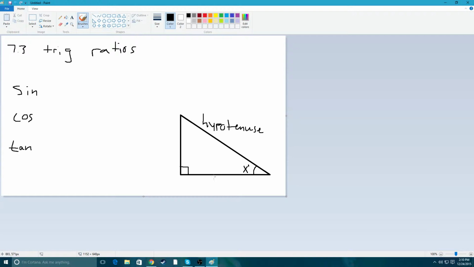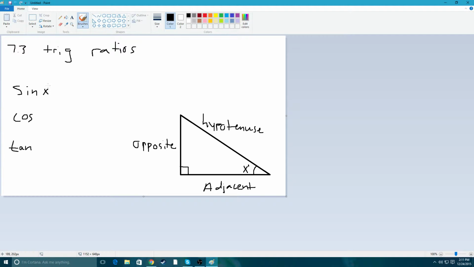Okay, the other side that makes up the angle is called the adjacent side. It's the side that's right next to your reference angle that you're missing. And the final side is the opposite side. We call it the opposite side because it's opposite the reference angle.